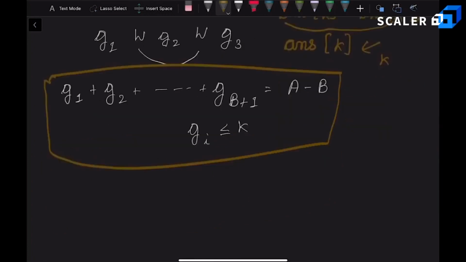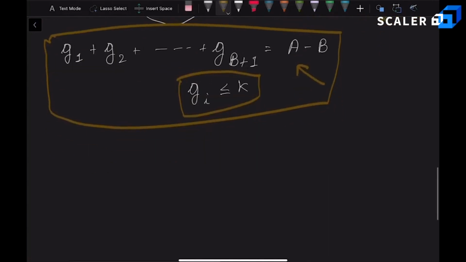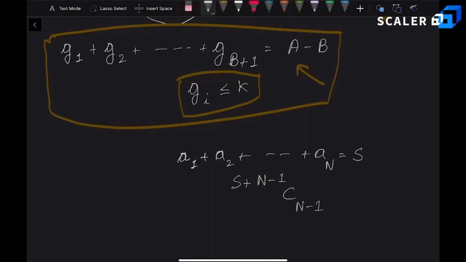Now how to do that? Let's actually ignore this constraint first. How many solutions does G1 plus G2 and so on up till G(B+1) equal to A minus B have? This is actually a popular problem called the stars and bars problem. That is, if we have, let's say, A1 plus A2 and so on up till AN equal to S, the total number of possible solutions to this equation is (S plus N minus 1) C (N minus 1).